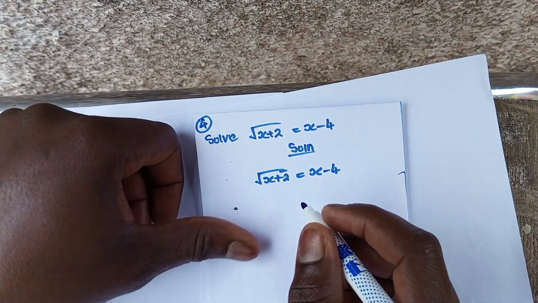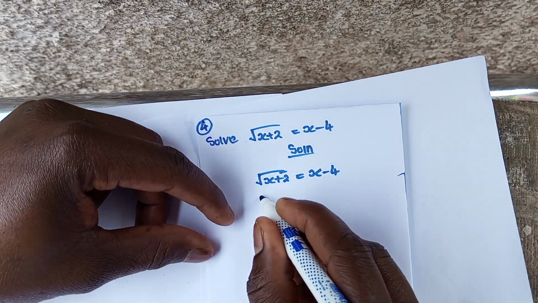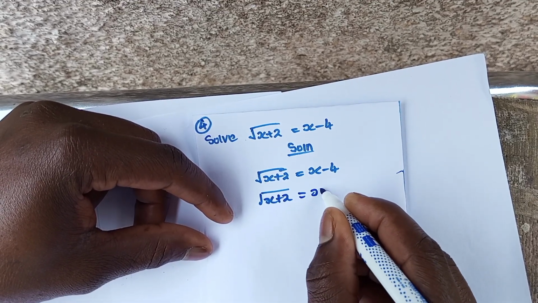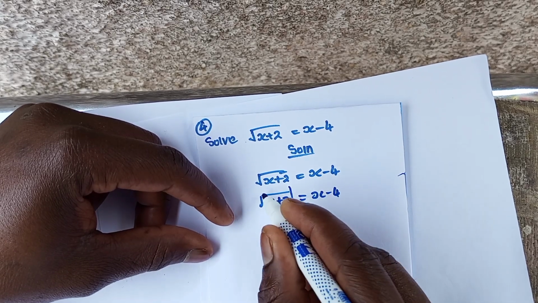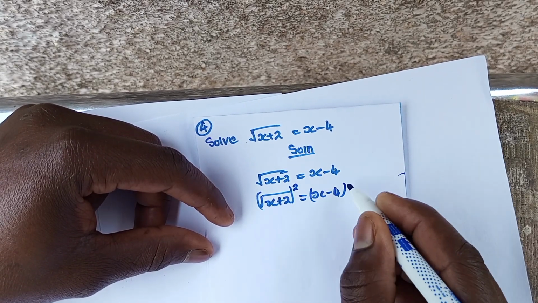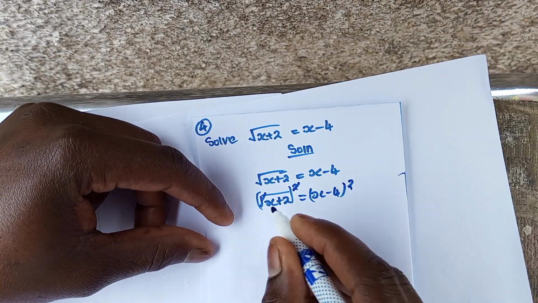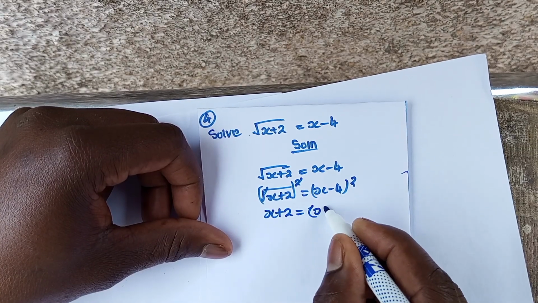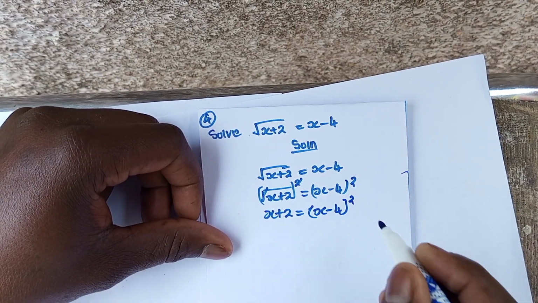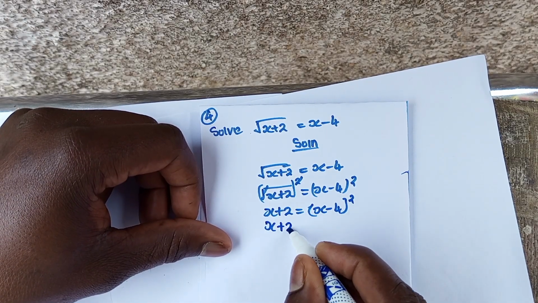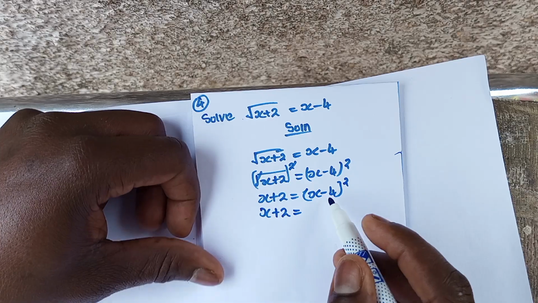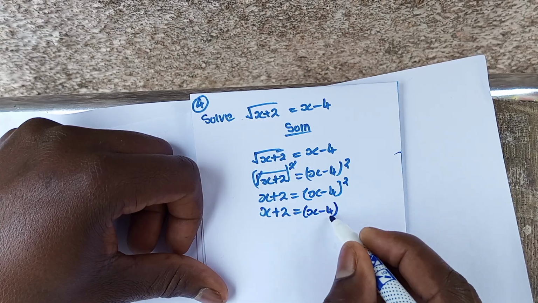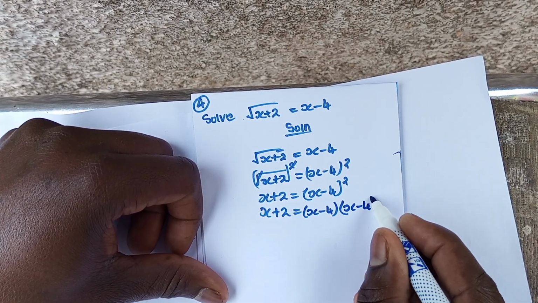What we are going to do, we are going to square both sides. See x squared, x plus 2 equals x minus 4. Meaning square both sides. Square cancels square. So we have x plus 2 equals x minus 4 raised to the power 2. We are going to open this bracket 2 times because of this square. So we have x minus 4, x minus 4.